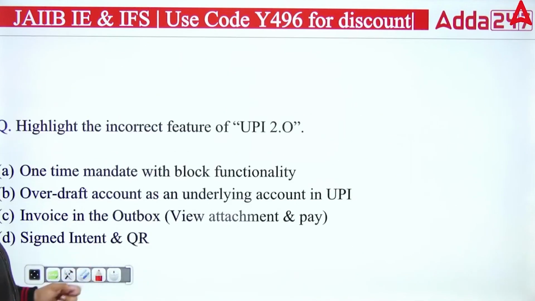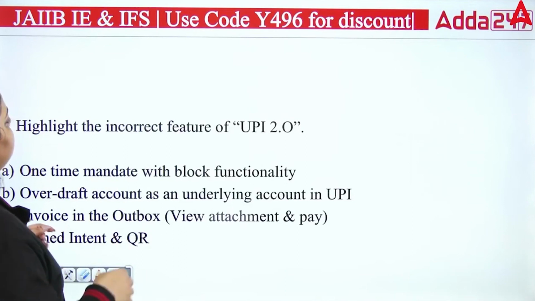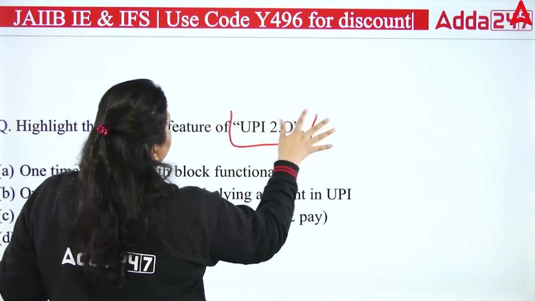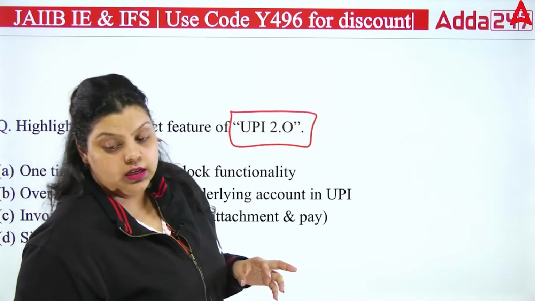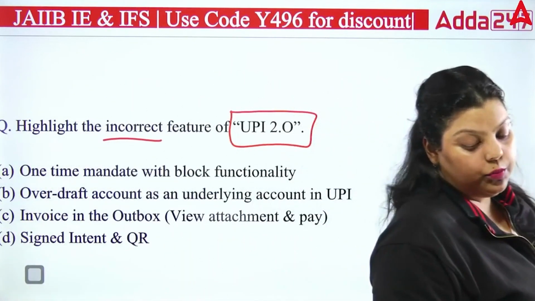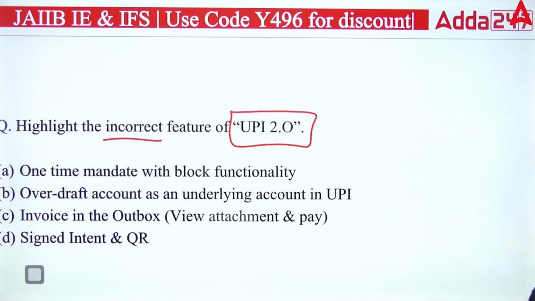Next question we have here, highlight the incorrect feature of your UPI 2.0. The incorrect feature. Okay, you have to find out the incorrect feature of UPI 2.0. First is saying one time mandate with block functionality.